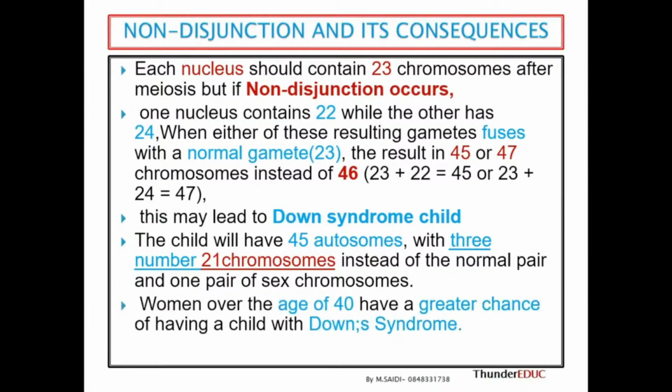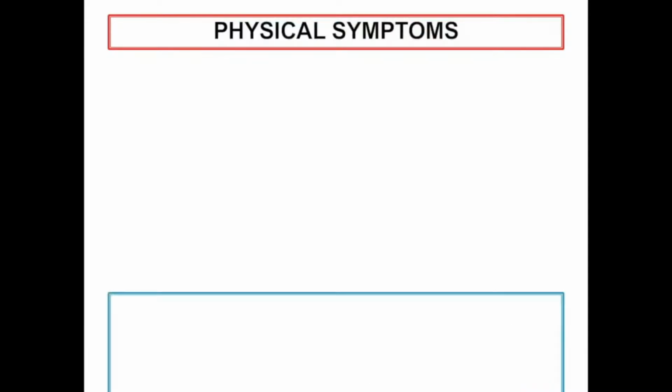And then women over the age of 40 have a great chance of having children with Down syndrome. We're not saying that all the people who are 40 years and above are going to produce kids who have Down syndrome complications. No, we are saying that people who are 40 years and above have a great chance of having this mutation, a great chance of having a baby with Down syndrome. I think you have ever seen people with Down syndrome.